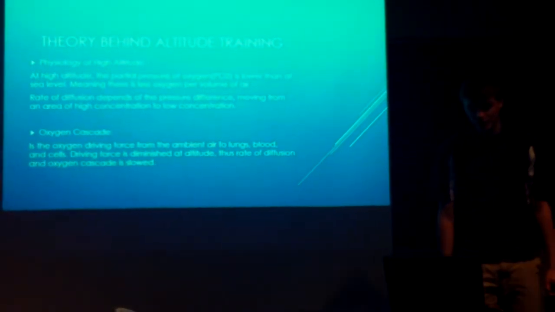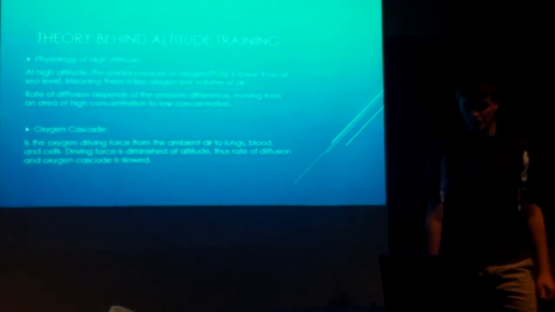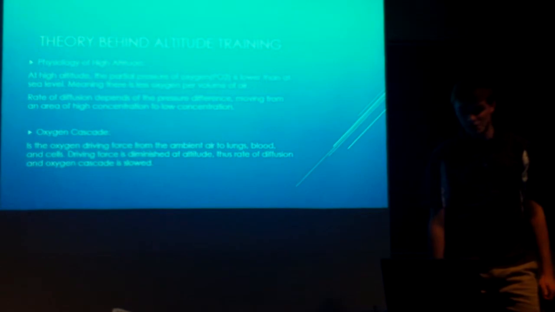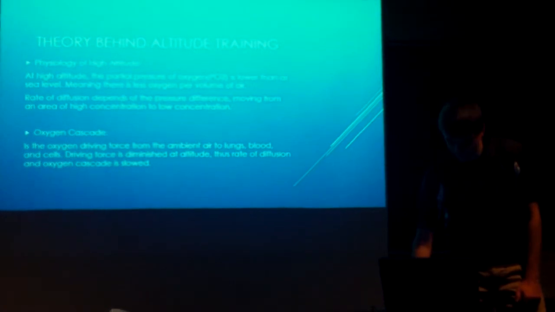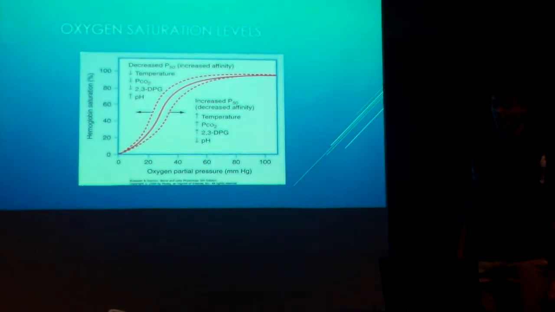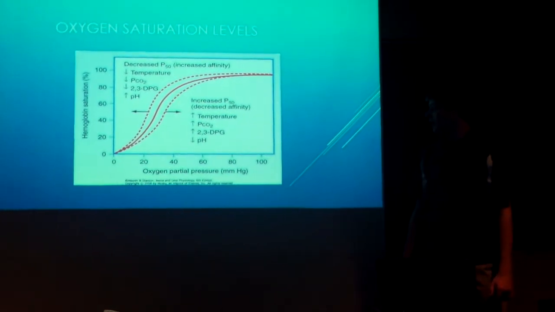The second theory I'm going to talk about is the oxygen cascade theory. And this is the driving force from the ambient air to the lungs, blood, and cells. And this driving force is diminished at altitude, thus the rate of diffusion in the oxygen cascade is slowed. So you'll see here, this is the oxygen saturation levels. I'll talk about this a good amount.